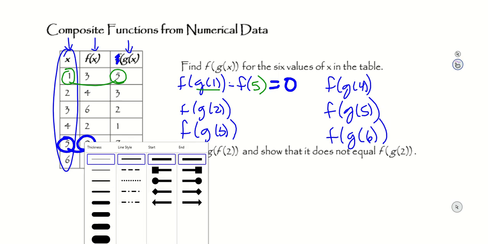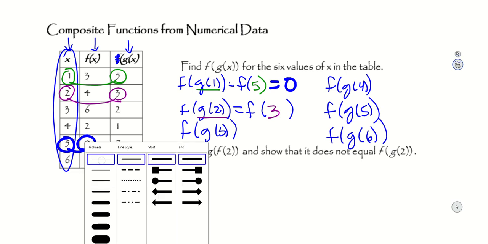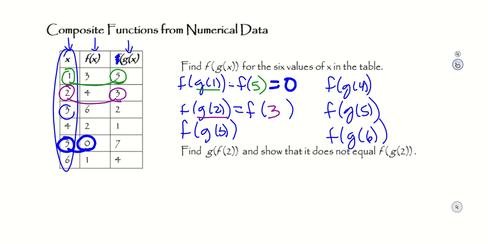Let's try it for f of g of 2. So for me to find f of g of 2, I'm going to, again, start inside. I'm going to find g of 2. When 2 is my input, g's output is 3. So this gives me f of, right, my output from g, which was 3. And if I want to find f of 3, then I'm going to use my input for 3, right? Find my output for f, which is 6.